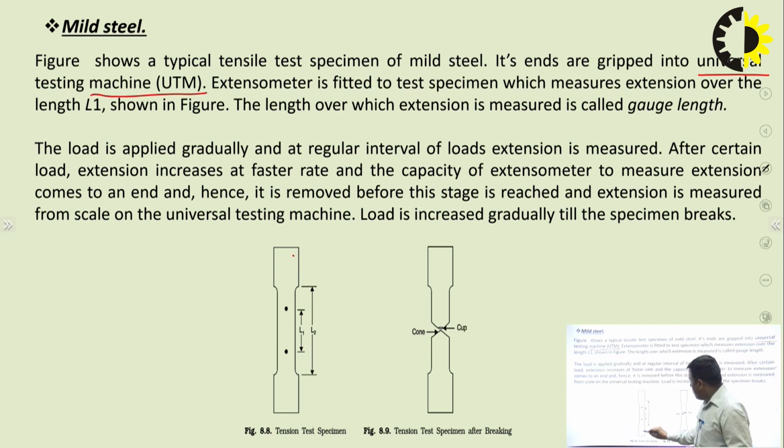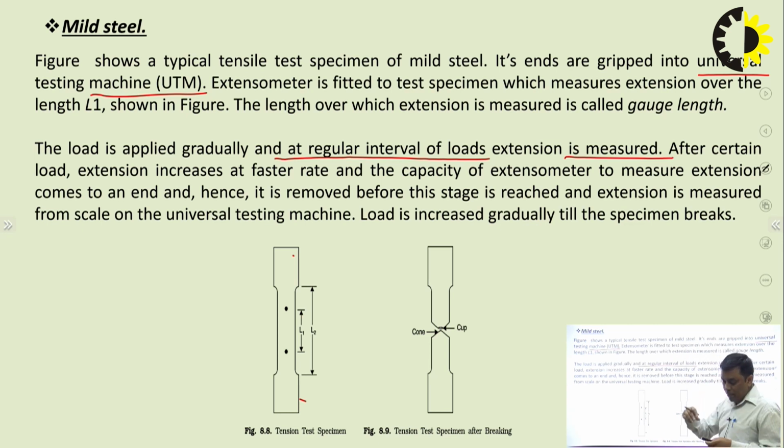These two parts will be fixed in the UTM, and by applying the load gradually and at regular intervals, the extension is measured. If this is the specimen and these two points are fixed, through the UTM it is extended. So what two things will be observed?